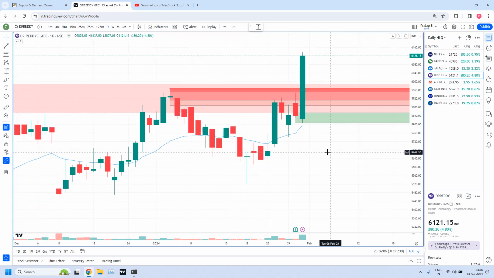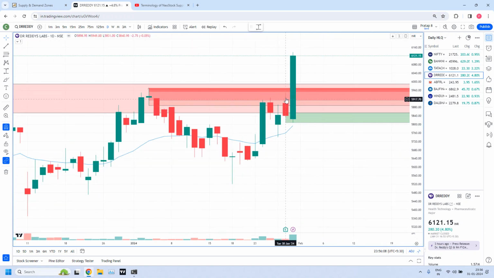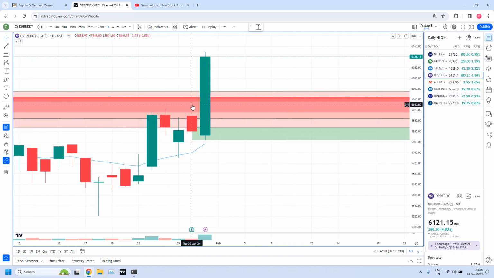Already yesterday we got an entry here. See here in this candle, this is the daily candle. We got the entry. Where did we get the entry? In the 5 minutes zone. But I deleted that 5 minute zone. Why I deleted, I will explain. Again, I will draw it and explain.